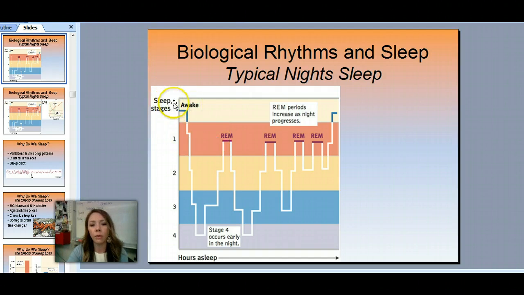Remember that at the beginning of your sleep, you hit that stage 4 early in the night. As you go on, you stop hitting stage 4 and you just go back and forth very quickly between sleep spindles and REM. So REM and sleep spindles. This is why a lot of times when you wake up, you remember dreaming, because right before you wake up, you're most likely in the REM stage.